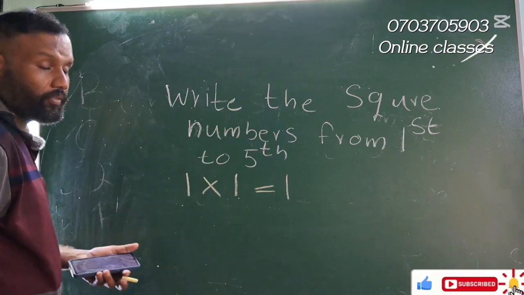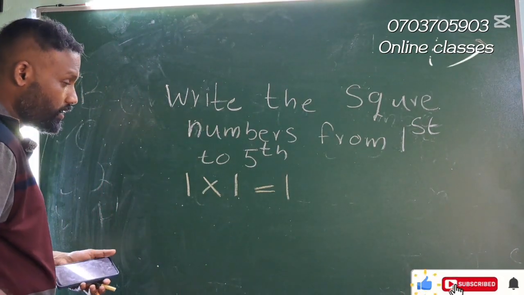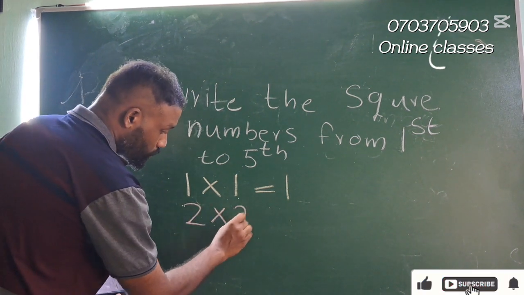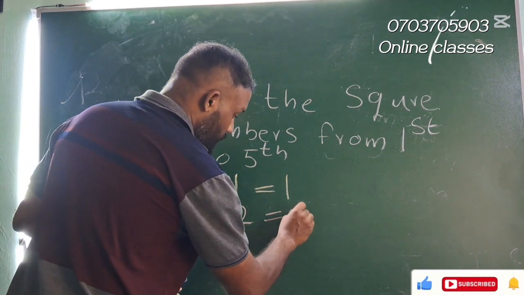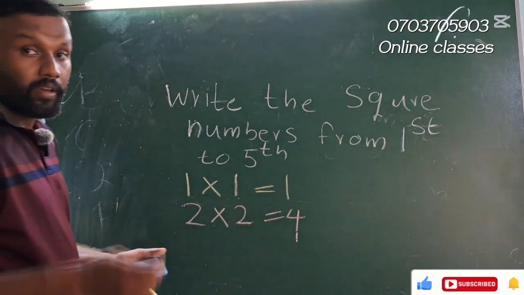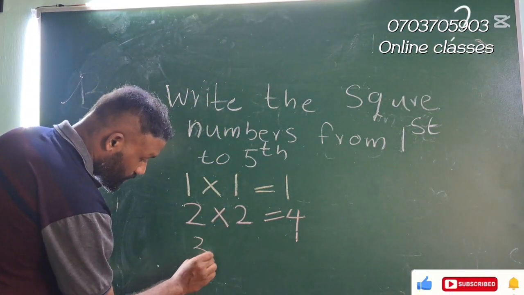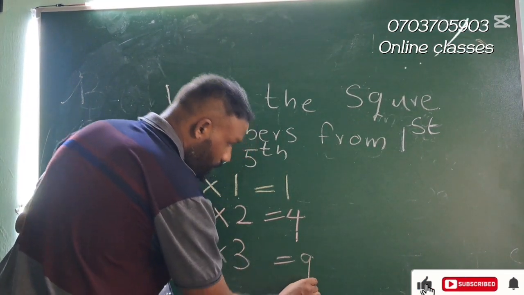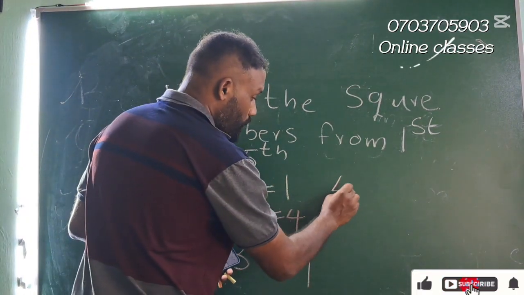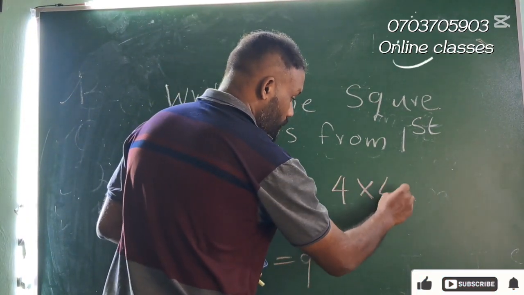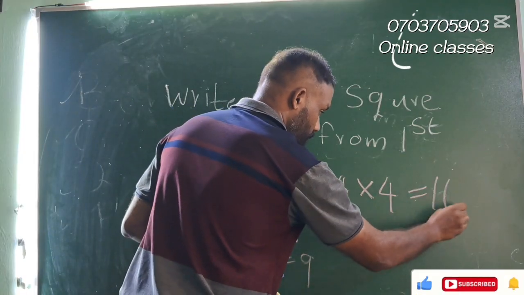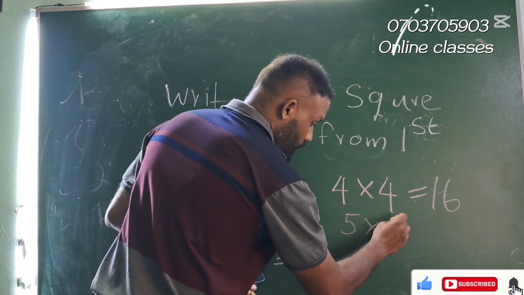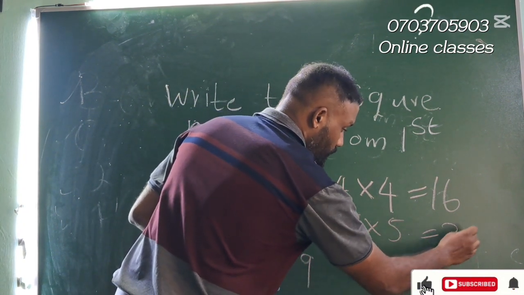Right. This is the first square number. And the second one, 2 times 2, 4. This is the second one. Third one, 3 times 3, 9. Fourth one, 4 times 4, 16. And fifth one is 5 times 5. 5 times 5 is 25.